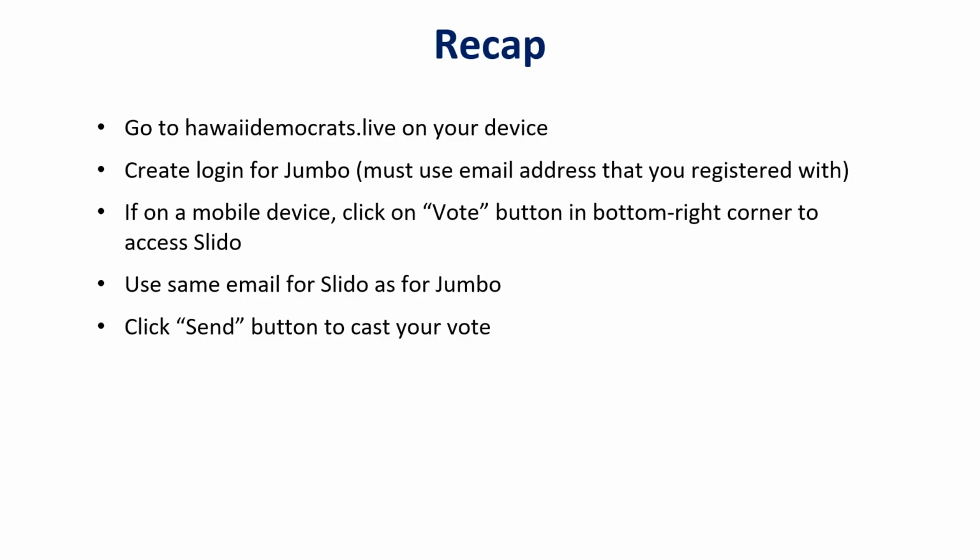So again, to cast your votes for the convention, you go to hawaiidemocrats.live. You create a login for Jumbo if you are logging in for the first time. If you're on a mobile device, you will need to click on or tap the vote button in the bottom right-hand corner to access Slido. Make sure that you use the same email for Slido as you use for Jumbo, and click the send button to cast your vote.